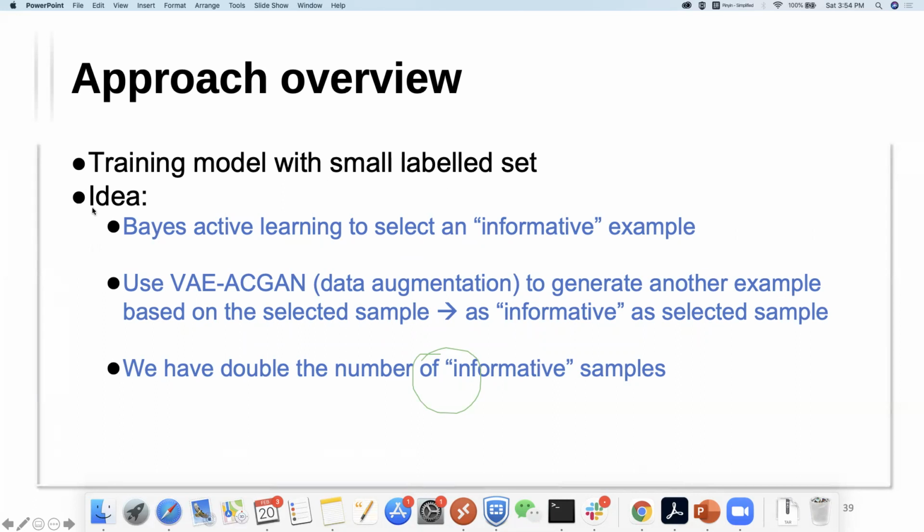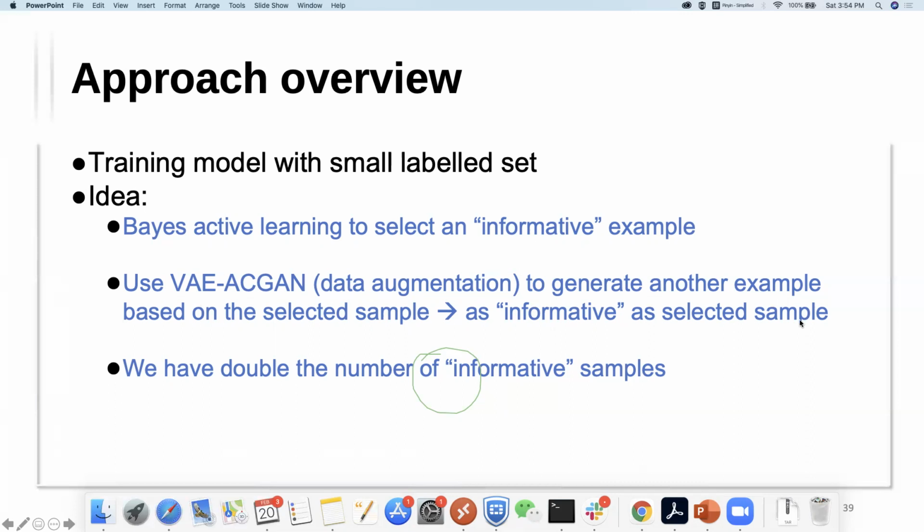This is the overall idea. We first use Bayesian active learning to select an informative example. Then we use VAE-ACGAN as a data augmentation technique, because remember, the VAE-ACGAN can take an image as input and generate another example based on the original image you feed in, which is as informative as the selected example.